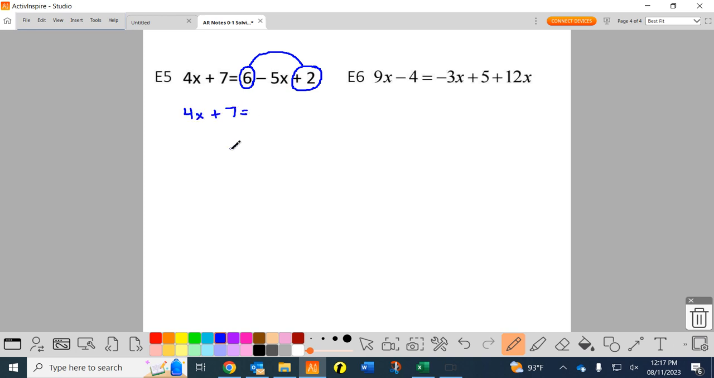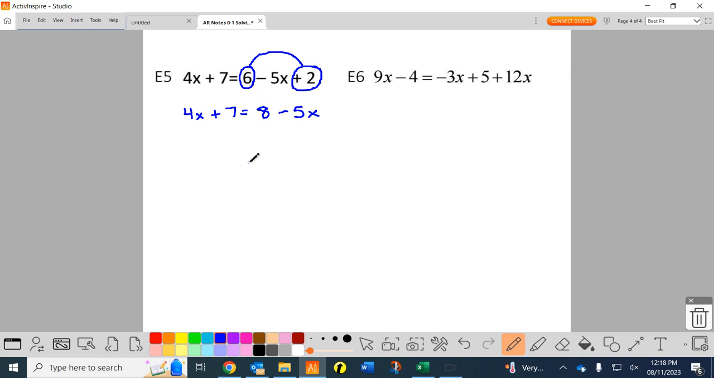And on the other side, you've got to combine the 6 plus 2, which is going to give you 8 minus 5x. A lot of people put 4 right there. It's very tempting because that minus is in front of that 5x. It's very easy to mess that up. Be careful. That's why I circled them. Highlight them, whatever you need to do.